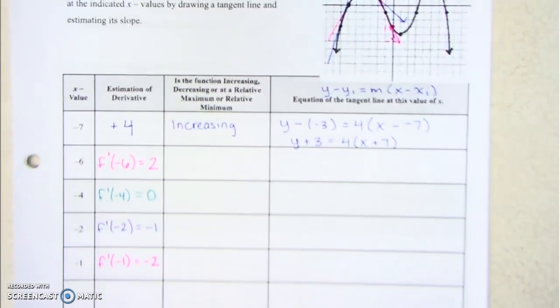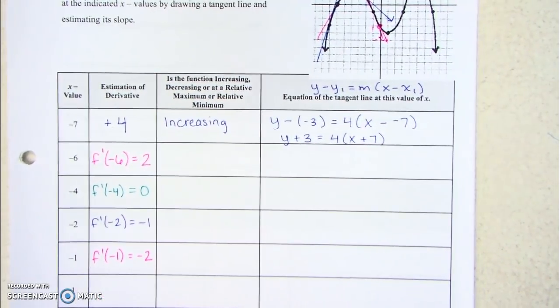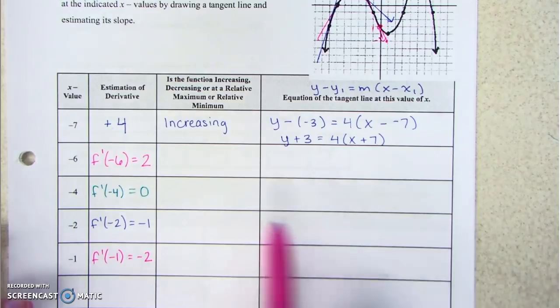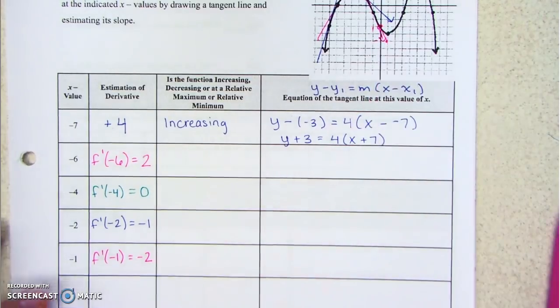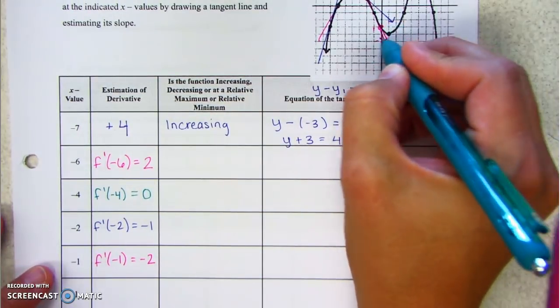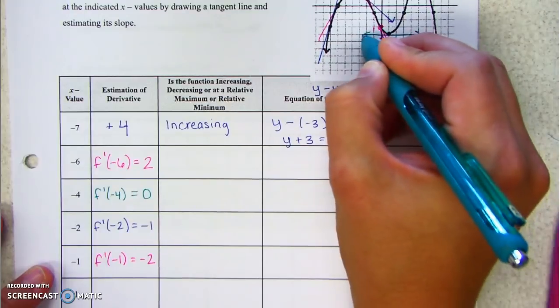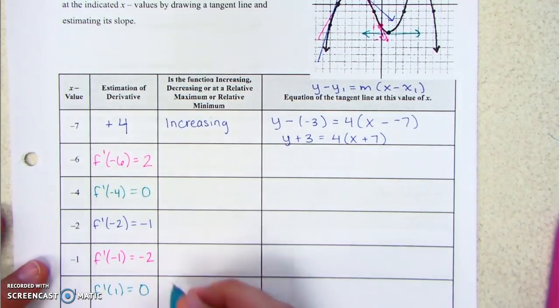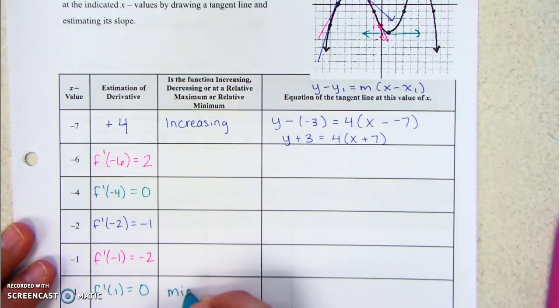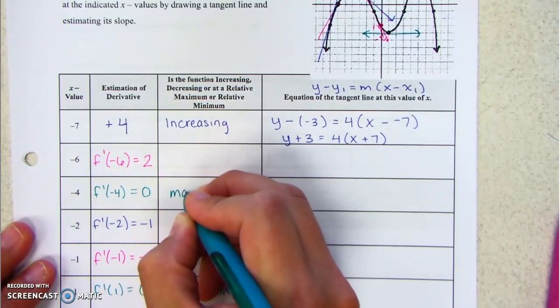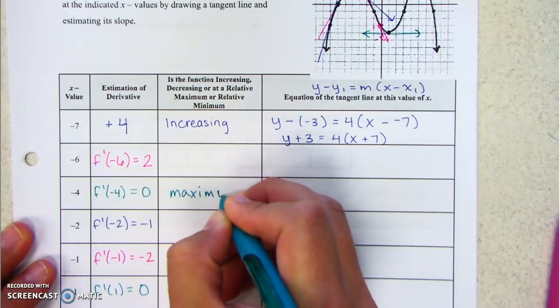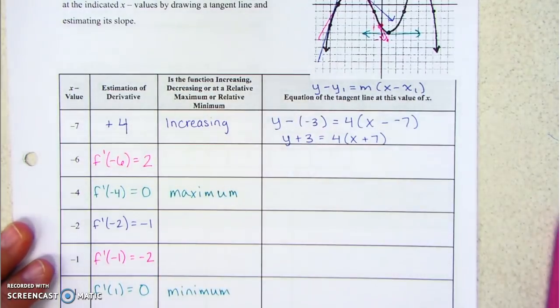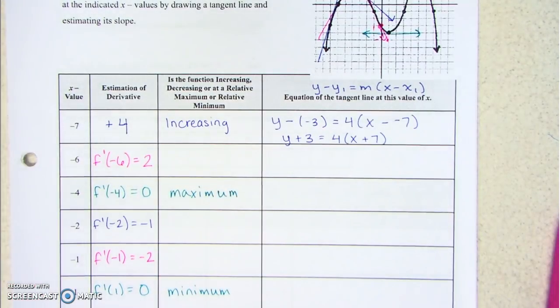And I'm off the page. Okay, now we're at x equals 1. So at x equals 1, I see the point here, and that's going to be horizontal again. So what's the slope of a horizontal line? 0, and this is a minimum. Whereas at -4, that was a maximum. You're going to be writing increasing, decreasing, and you're going to find all these tangent lines.